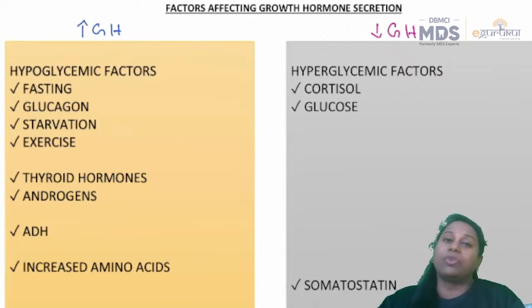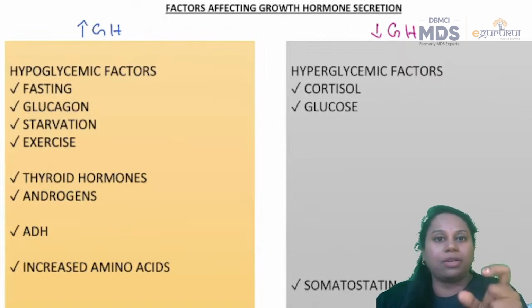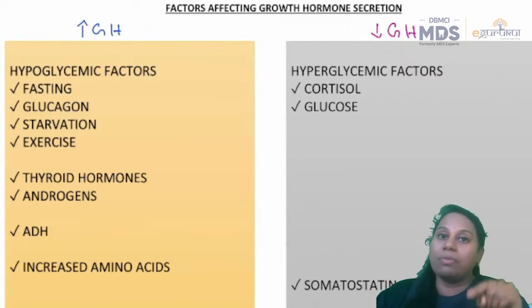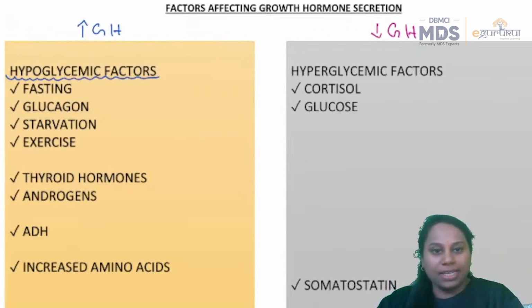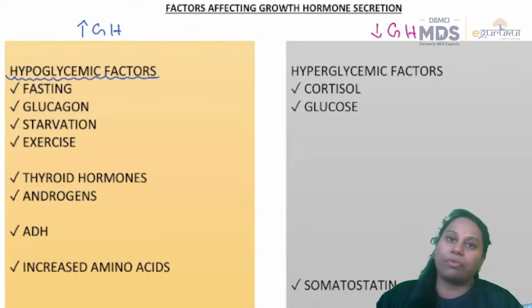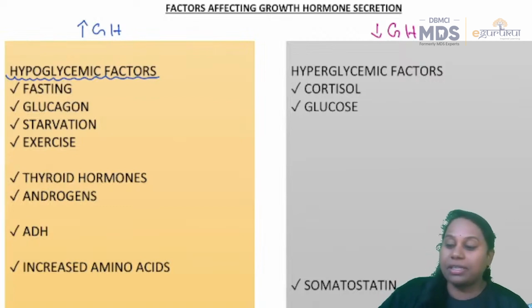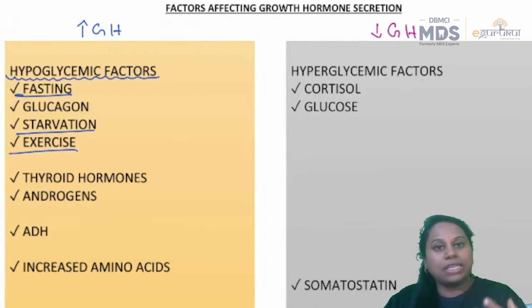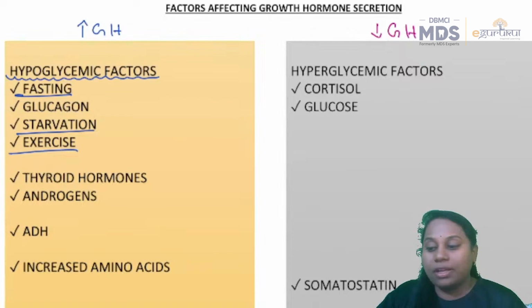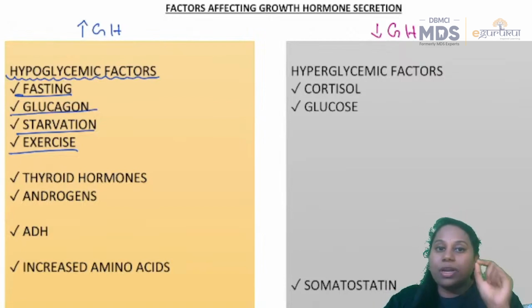What is the effect of growth hormone on glucose? Growth hormone increases blood glucose level. So whenever your blood glucose level falls, that is called hypoglycemia. All hypoglycemic factors will increase growth hormone. What are the hypoglycemic factors? Fasting, starvation, exercise. When you do exercise, the exercising muscle will utilize all the glucose. And glucagon. Glucagon is one hormone which is increased during the fasting state.